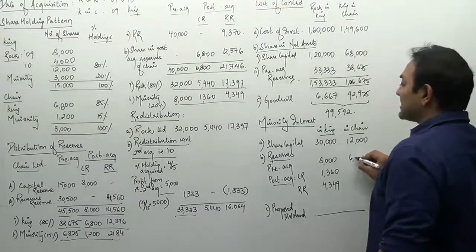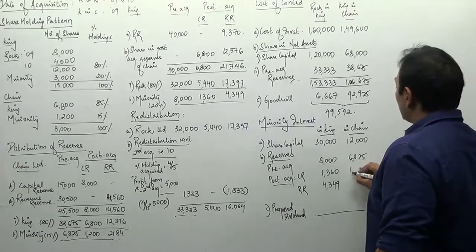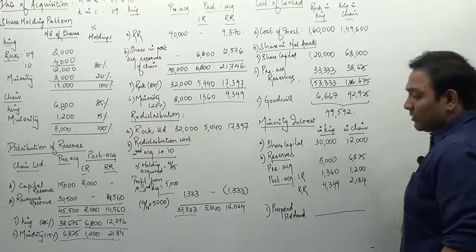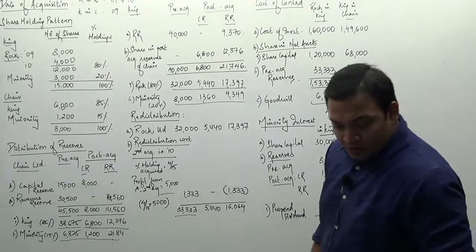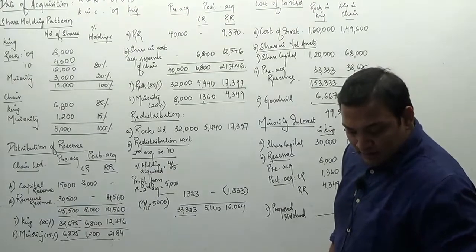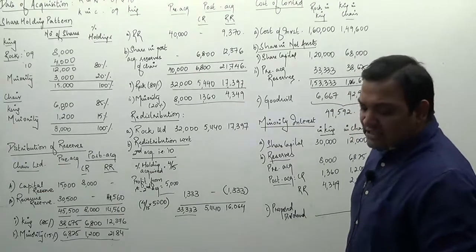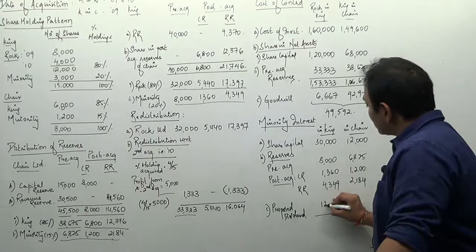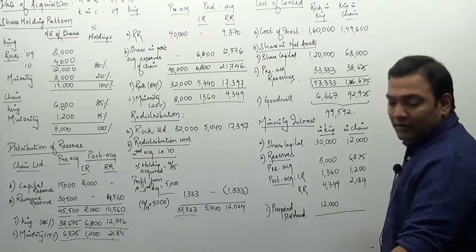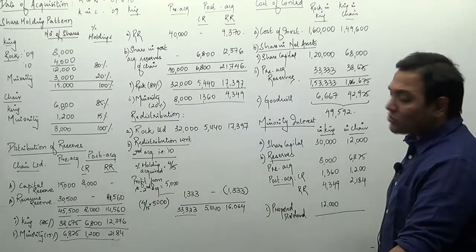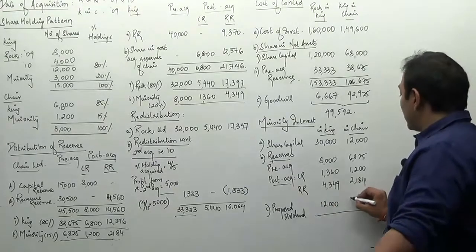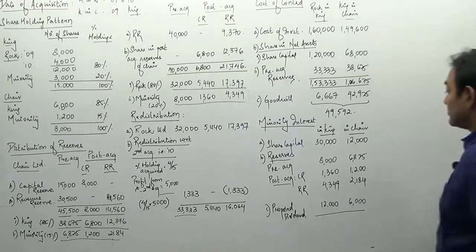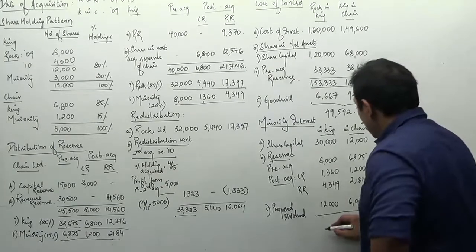check the distribution, 6825, 1200, 2184. Proposed dividend, check dividend. What is the dividend in King? Dividend in King is 60,000. Minority share in King, 20%. Dividend is 12,000. In Chair, 40,000 proposed dividend, 15% belongs to minority, 6,000. Get the totals now.